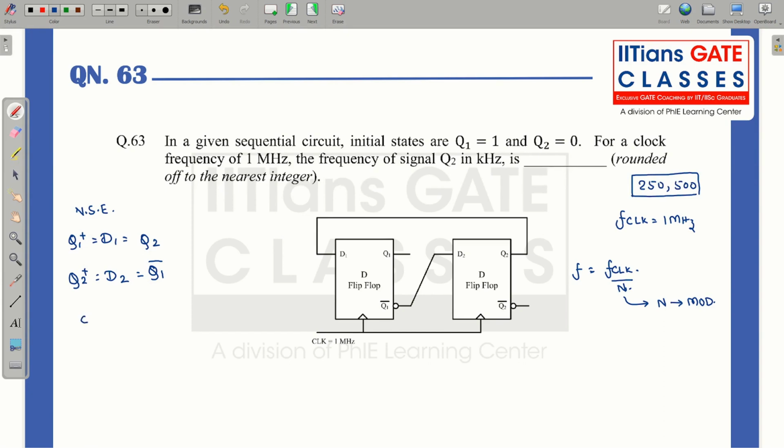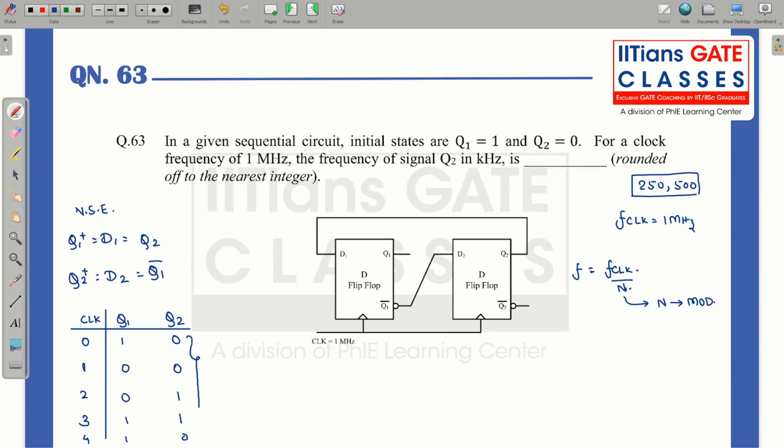So now over here, let me write the clock, and over here, let me write the states Q1, Q2. Initially Q1, Q2 is 1, 0. This is a positive edge triggered counter. So in the next positive edge, Q1 will be equal to Q2, so that is 0, and Q2 will be Q1 complement, so 0. In the second case, Q1 is 0 and Q2 is 1. In the third, this will be 1 and this will also be 1, and in the fourth, 1, 0.